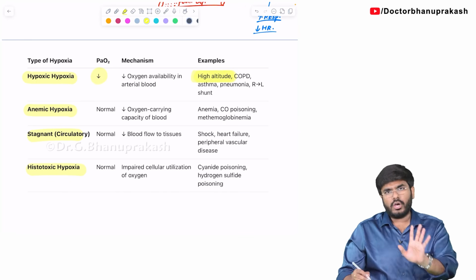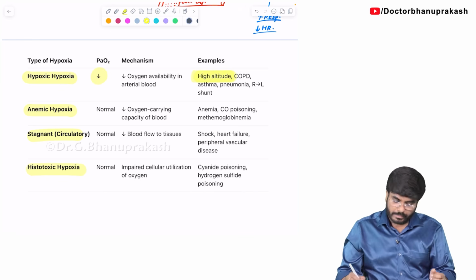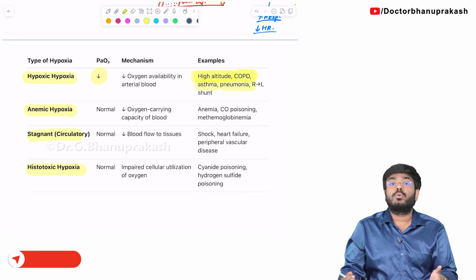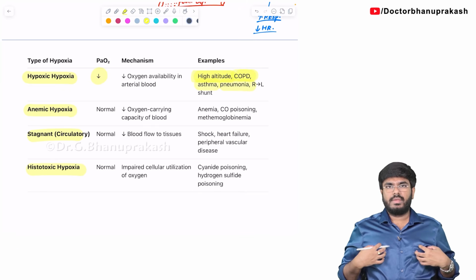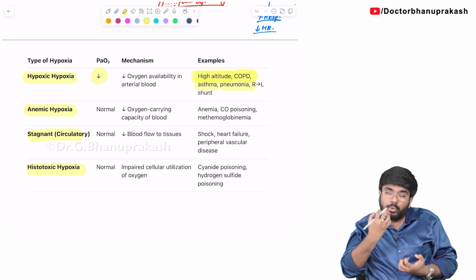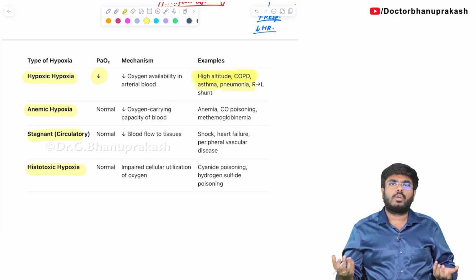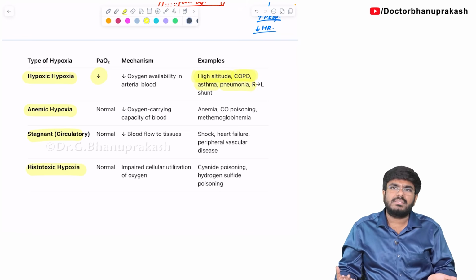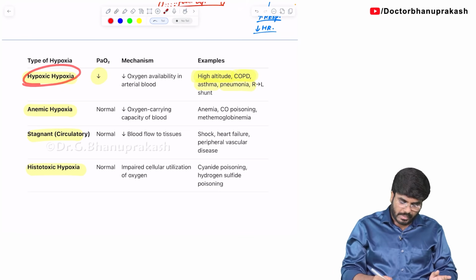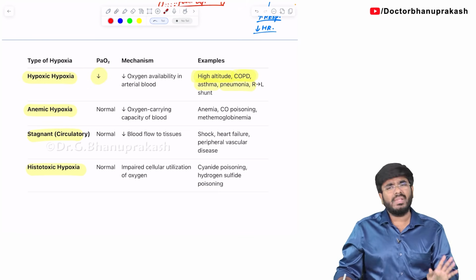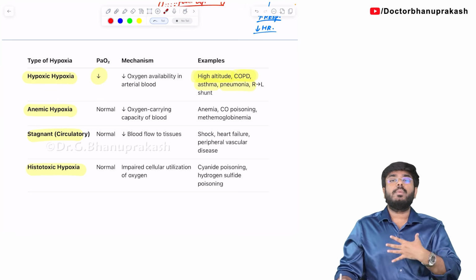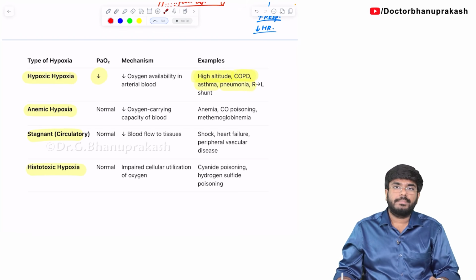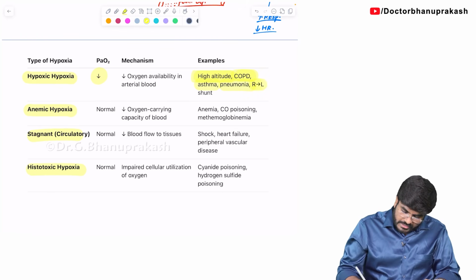Or oxygen is there outside, but you can't get it, maybe because of some obstructive lung disease like COPD, asthma, pneumonia, or pulmonary fibrosis. There is some lung pathology where you are unable to take the oxygen into your blood, so the partial pressure of oxygen in your blood is going to decrease. So in hypoxic hypoxia, the partial pressure of oxygen in your blood decreases. Maybe the problem is outside, like high altitudes, or within your lung, like pulmonary fibrosis or obstructive lung disease like asthma, COPD, and even right to left shunt. This is also very, very important.